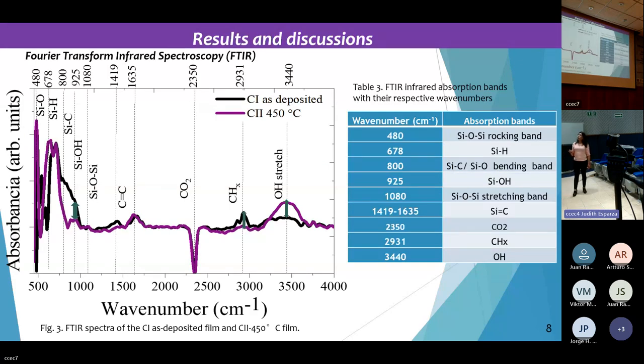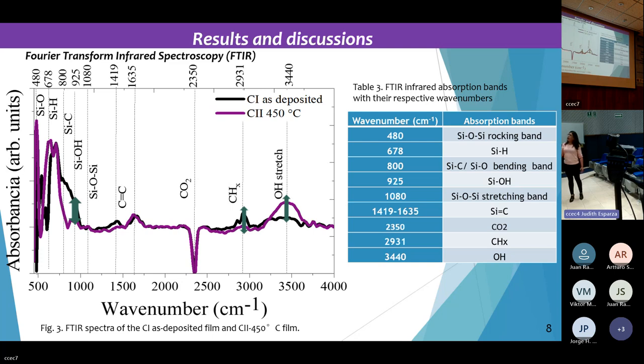Results and discussion. Fourier transform infrared spectroscopy was made to study the chemical bonds of the two films, as deposited and annealed. This table shows the different absorption bands with the wave number. However, it is very important to show the comparison of the two films. Principally, we can observe that the silicon-oxygen-hydrogen band and the carbon-hydrogen band decrease with temperature, while the oxygen-hydrogen bond increases with temperature.